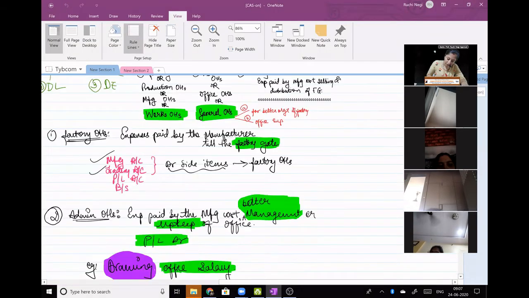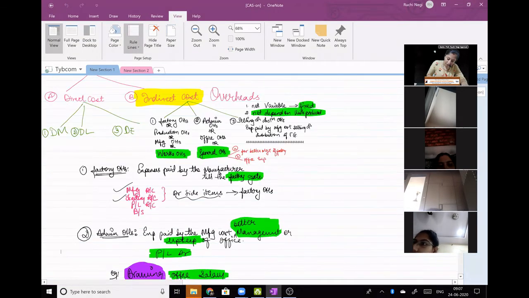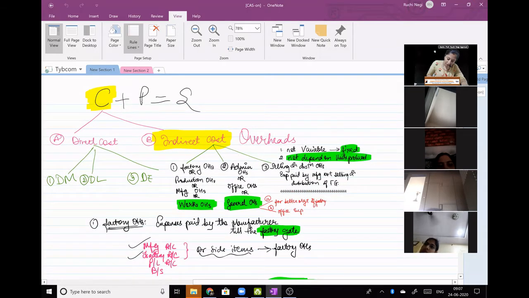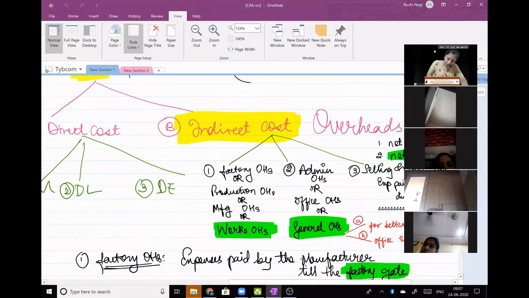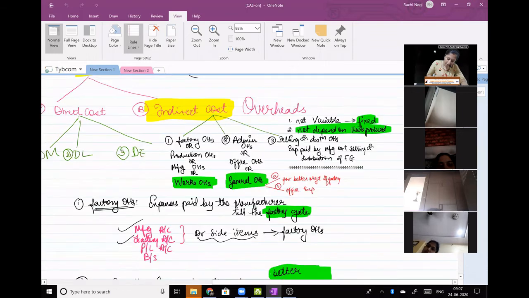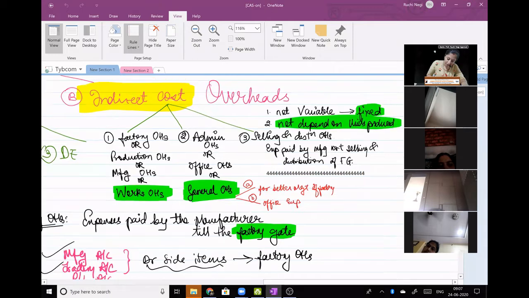Okay. So, let us come to this. Cost plus profit is equal to sales. Cost is divided as direct cost and indirect cost. Direct cost, I had already said, should be dependent on the number of units produced, and it should be variable in nature. Whereas what about indirect cost? It is not variable, that is, it is fixed, not dependent on units produced.